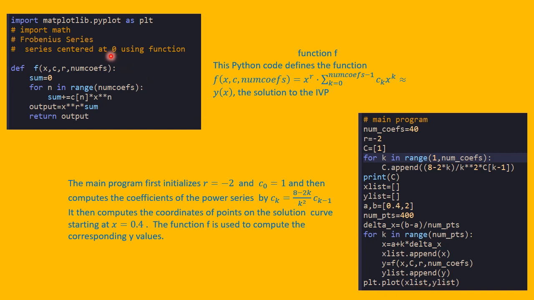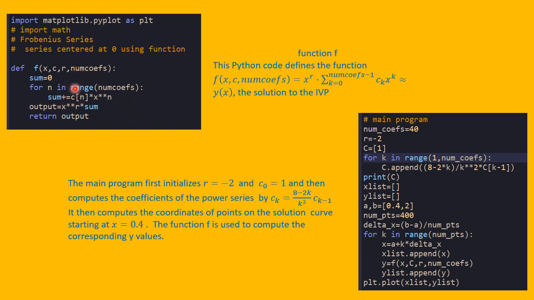Now up here we have the definition of f. F of x, c, and num coefficients. We're going to compute partial sums here by initially setting sum equal to 0, and then for n in the range of num coefficients, sum will equal sum plus c sub n times x raised to the nth power. And remember that the Frobenius solution has x to the r times this series.